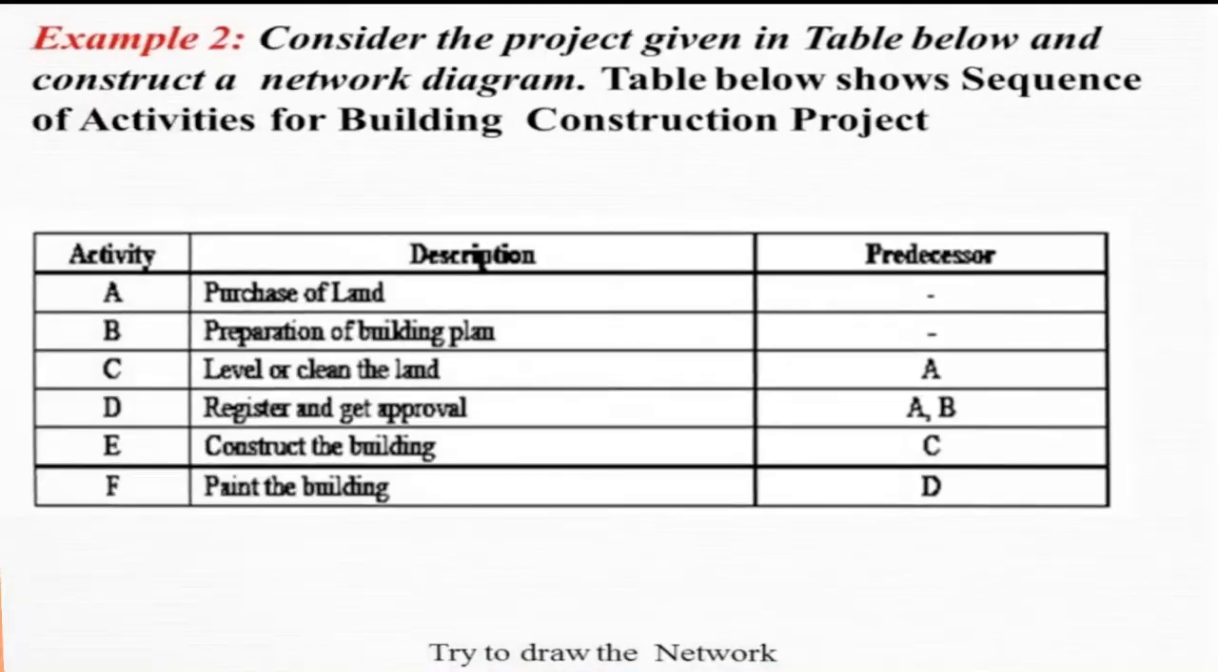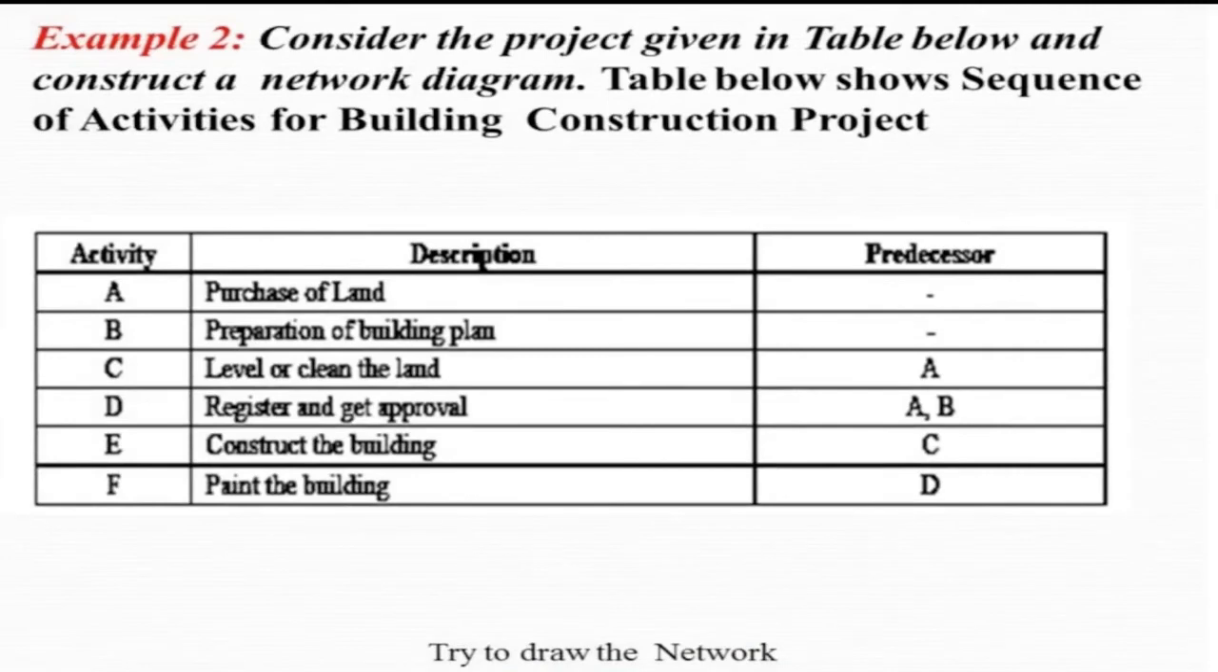And then another example. It says here, consider the project given in the table below, and construct a network diagram. So we have limited given data, since the events are not stated here, only the activity, the predecessor, and the description of the activity. Activity A is the purchase of the land, and it has no predecessor. Letter B, the preparation of building plan, has no predecessor.